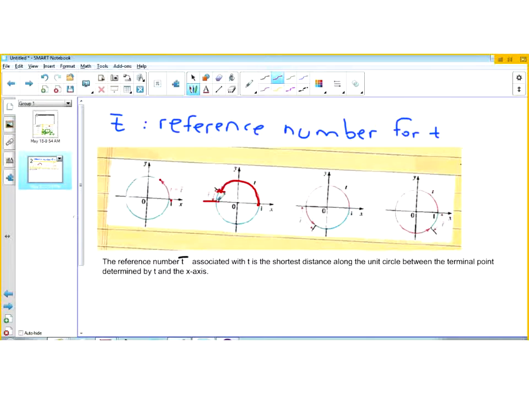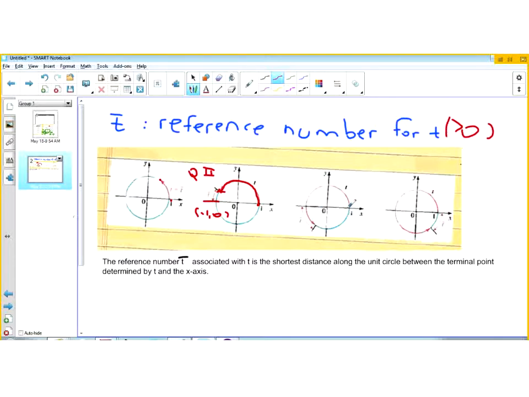So the reference number is calculated starting at the point -1, 0. I start at -1, 0 and traverse along the unit circle until I get to my terminal point, and that holds for quadrant 2. I'll call it Q2. The reference number, I believe, is always a positive number. So we'll take the reference number to always be positive. Make note to self: t bar is always greater than 0.